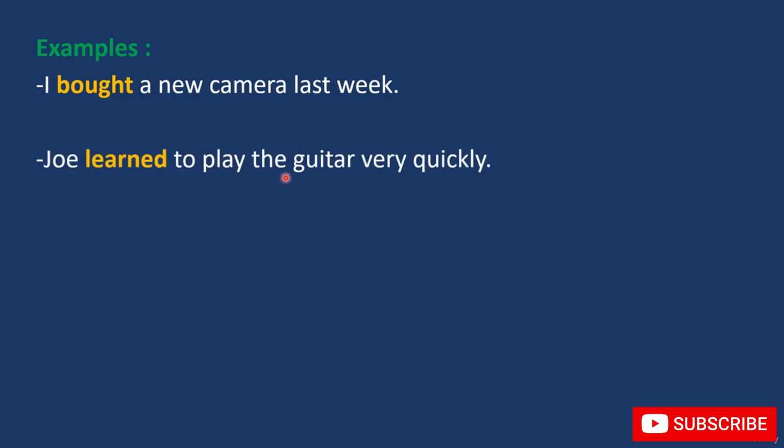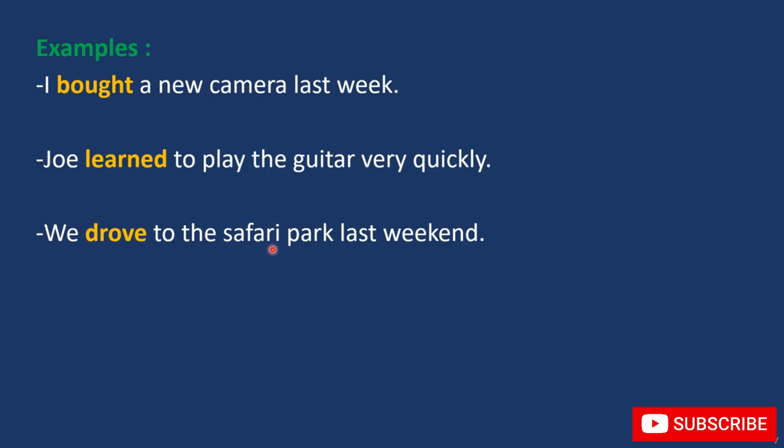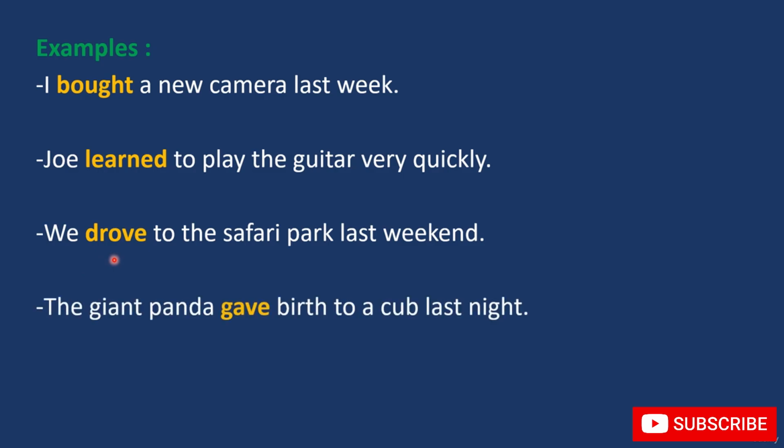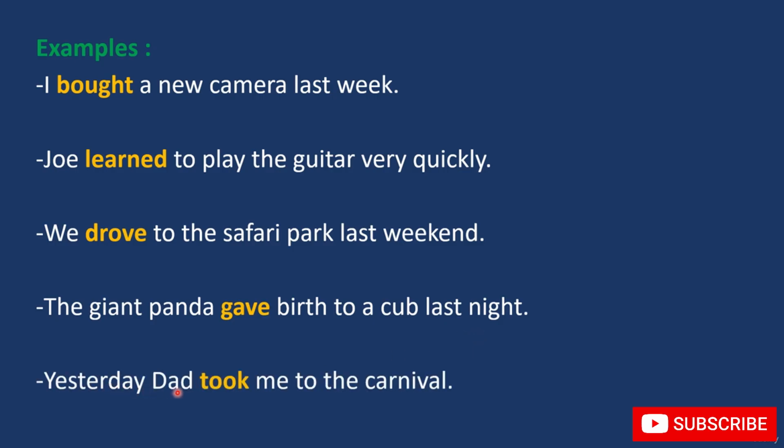Joe learned to play the guitar very quickly. This is something that happened in the past. We drove to the safari park last weekend. Again, drove, past simple. The giant panda gave birth to a cub last night. Yesterday, Dad took me to the carnival. Again, all these sentences express something that happened in the past.